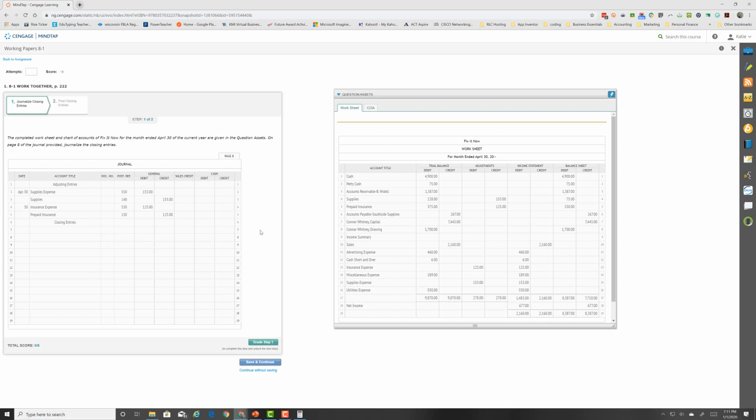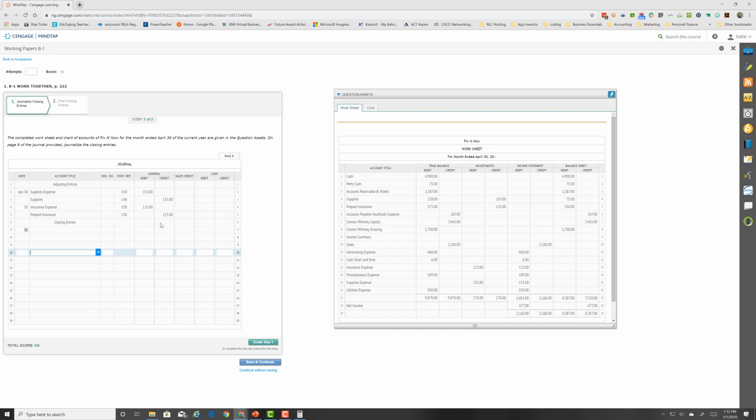Now, the date of our closing entries is always going to be the last day of the fiscal period. So when I look here, my worksheet says for month ended April 30th. So all adjusting and closing entries are going to be on that date. So let's go ahead and get that date on there. We're going to do the 30th. I don't need to write April because it's already included on there.